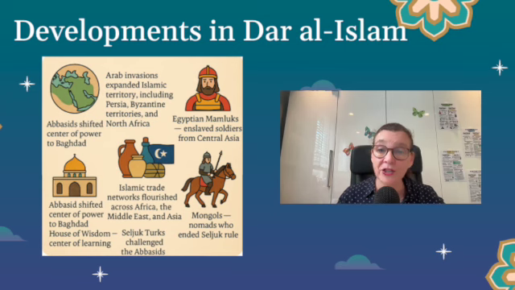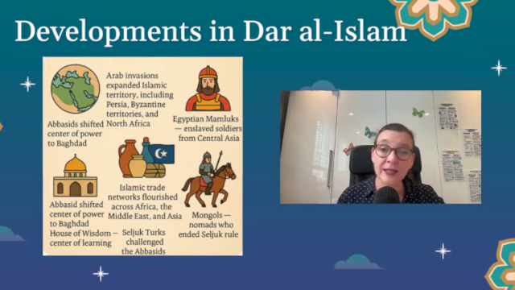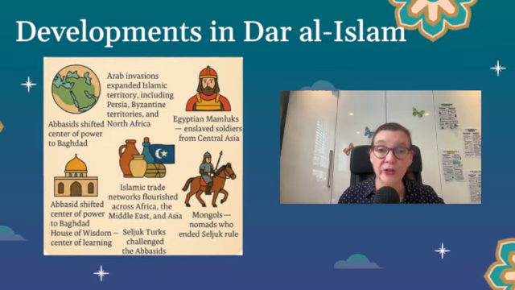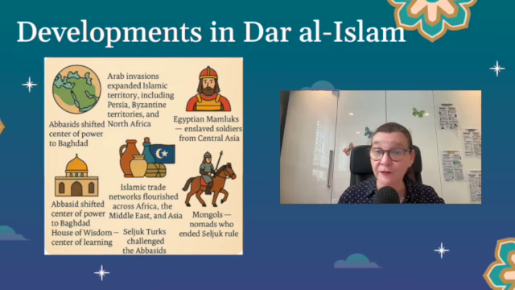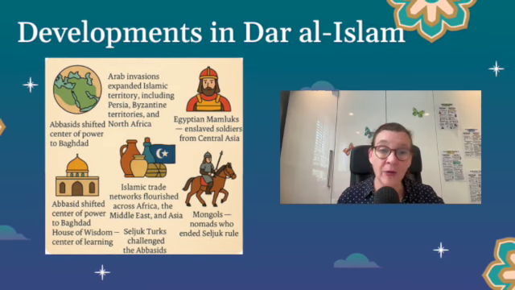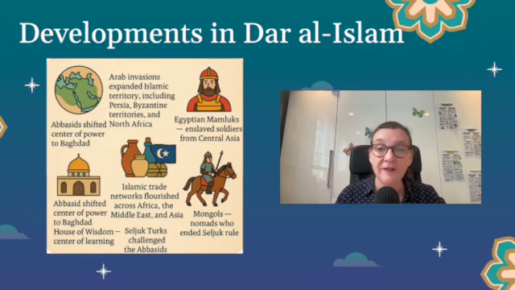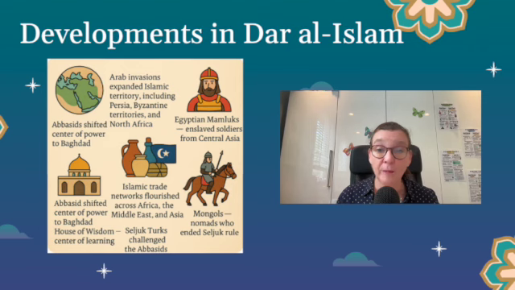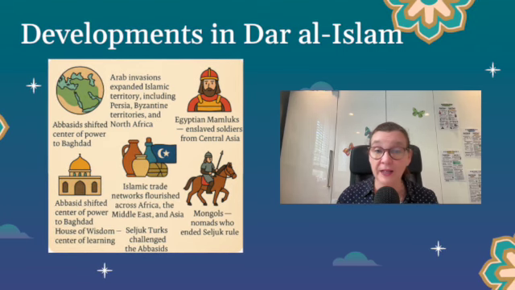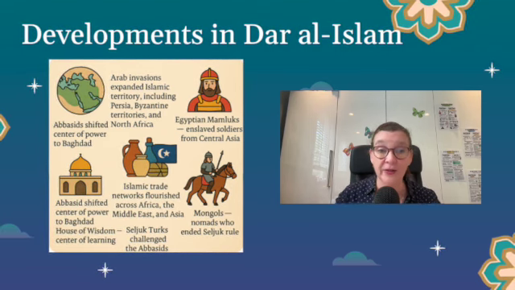Now we're going to talk about the Egyptian Mamluks. These were enslaved soldiers, mostly Turks from Central Asia. They were trained to fight, but over time they gained power and became bureaucrats and rulers, especially in Egypt. They even eventually established their own Mamluk Sultanate, which helped defend the Islamic world from the Mongols and the Crusaders.